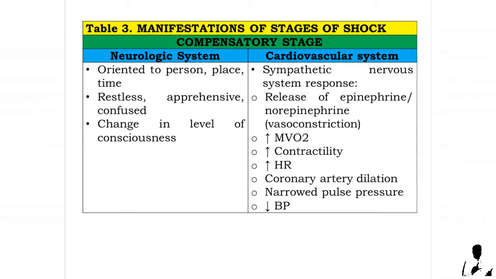Compensatory stage. Neurologic system. Oriented to person, place, time. Restless, apprehensive, confused, and a change in level of consciousness. Cardiovascular system. Sympathetic nervous system response, such as release of epinephrine/norepinephrine that results in vasoconstriction. Increased myocardial oxygen demand. Increased contractility. Increased heart rate. Coronary artery dilation. Narrowed pulse pressure. And decreased blood pressure.